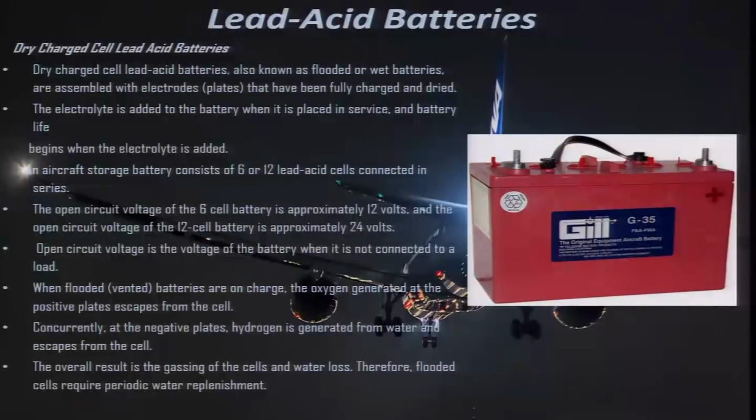When flooded, vented batteries are on charge, the oxygen generated at the positive plates escapes from the cell. Concurrently, at the negative plates, hydrogen is generated from water and that escapes from the cell. The overall result is the gassing of the cells and water loss. Therefore, flooded cells require periodic water replenishment.